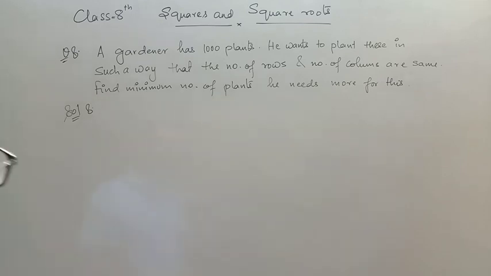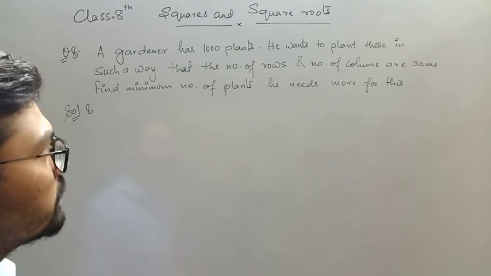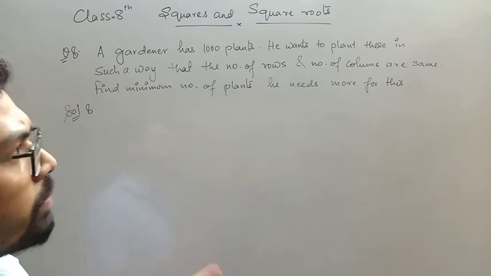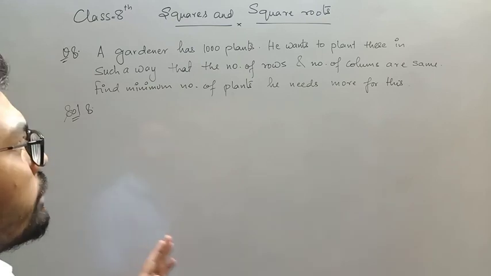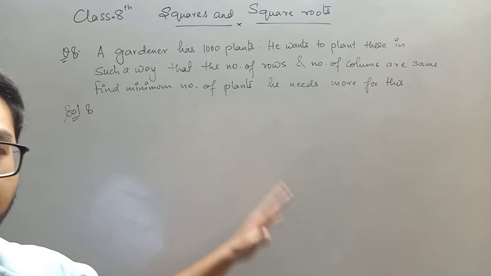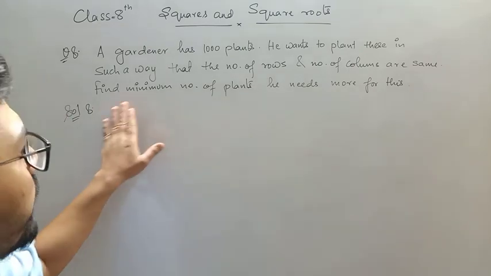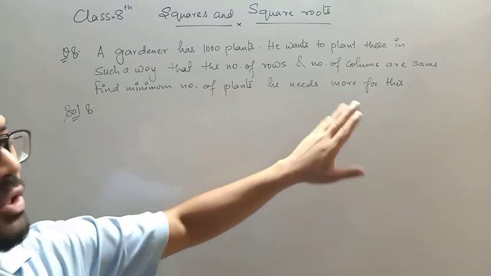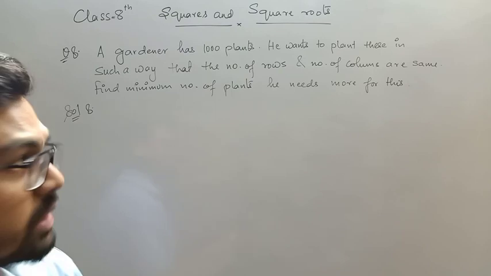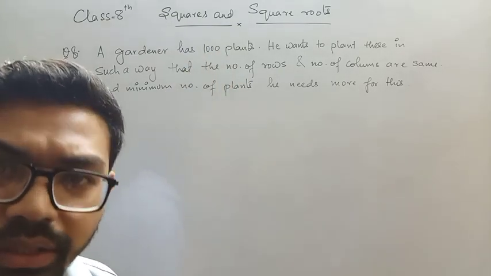Now see the last question for the day. A gardener has 1000 plants. He wants to plant these in such a way that the number of rows and number of columns are the same. Again, it will make a square garden. Find the minimum number of plants he needs more for this. But 1000 is not a perfect square. The reason is it has an odd number of zeros, as I have explained in the earlier lecture.